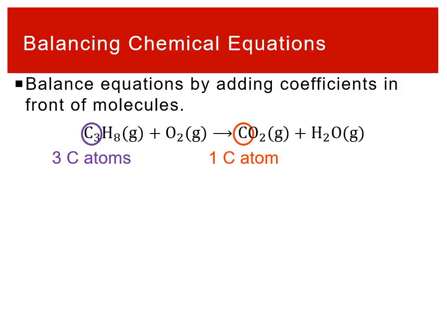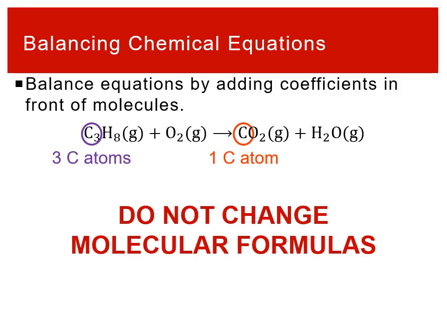So we need to balance this, and the way that we go about balancing is by adding coefficients in front of molecules. What we don't do is change molecular formulas. You can't just put a 3 right here and call it a day. You can't say that there are 3 carbon atoms, because that compound is carbon dioxide. There's only 1 carbon atom in a molecule.